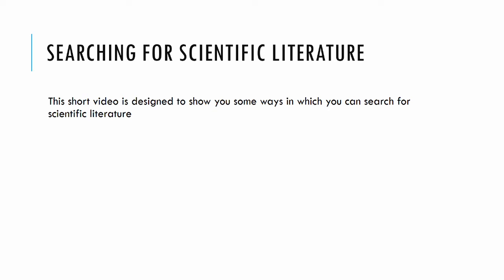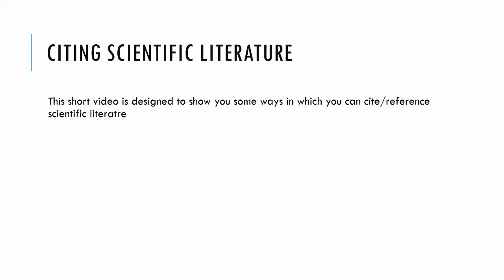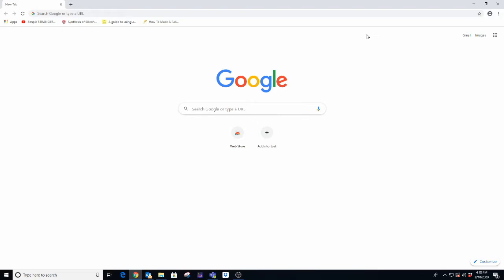Okay, now I'm going to show you a short video which is designed to show you some ways in which you can search for scientific literature. Finally, I'm going to show you a short video which is designed to show you some ways in which you can cite and reference scientific literature. Please do take a look at all of the other YouTube videos associated with this key skills tutorial because they support this short video.